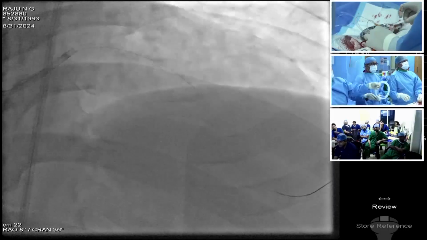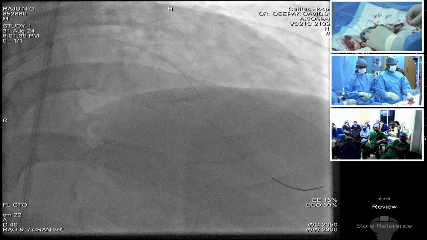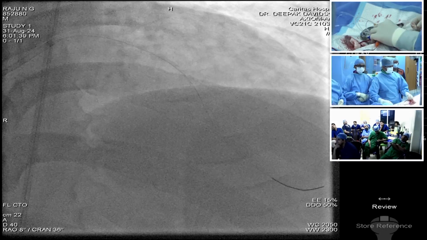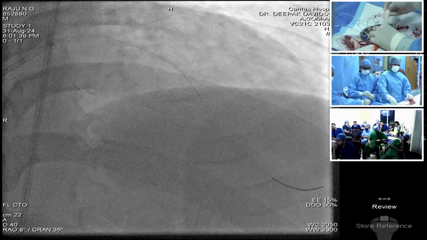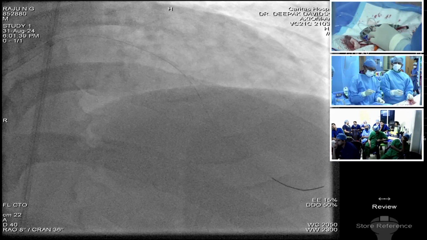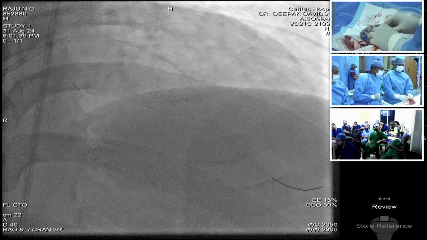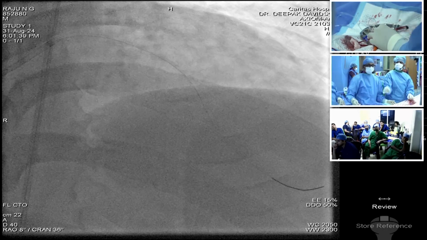We'll come out. Yes, yes. After 2.5 dilatation. 14, 16, 18, 20, 22, 24, 26. Give another balloon. 22, 24, 26. Give another 2.5 balloon.